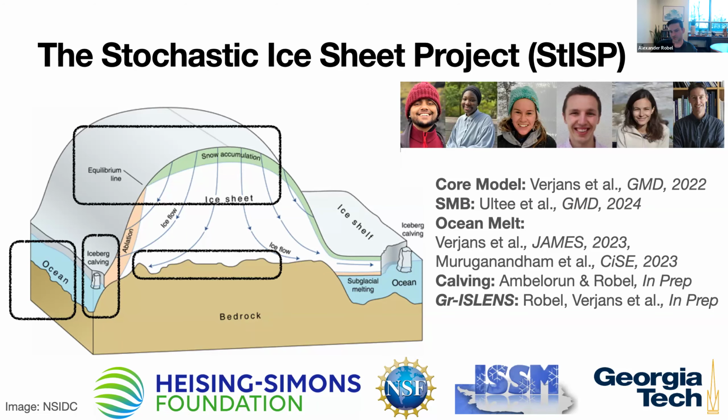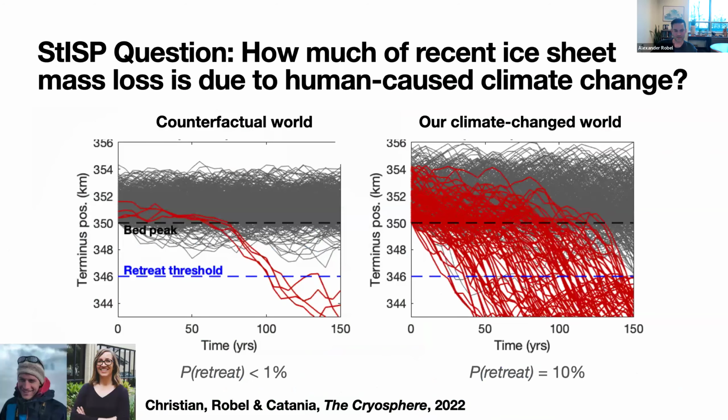I'm just going to highlight two interesting results that came out of this. One outstanding question within our field is how much of recent ice sheet mass loss is due to human-caused climate change. And many people are surprised to hear that actually we don't have a great answer to that question.